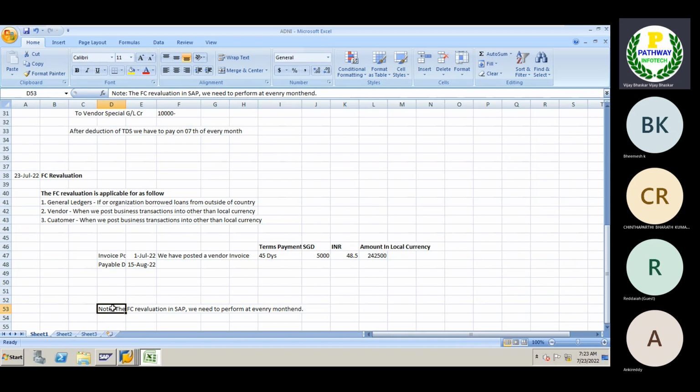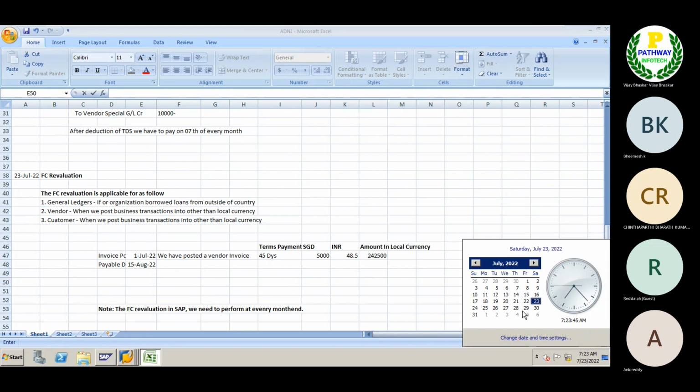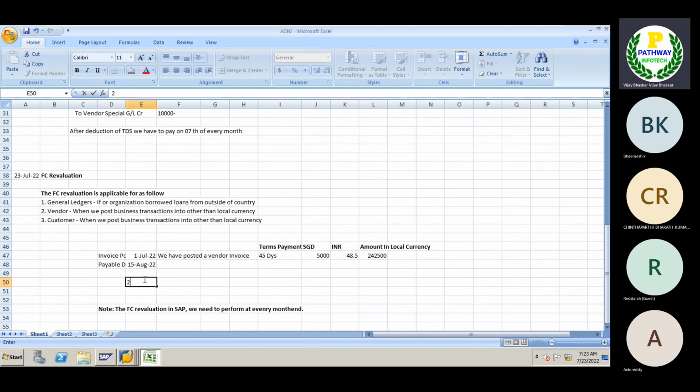Now, while performing the foreign currency revaluation at month end, remember, I am going to perform the revaluation on 29th of July 2022. Remember, here you need to concentrate. Now on 29th of July, just forget about all the other things. Now the same 500 Singapore dollars only.